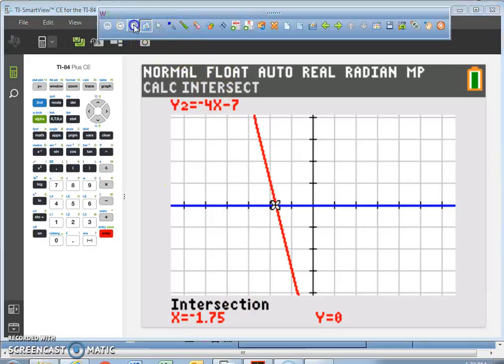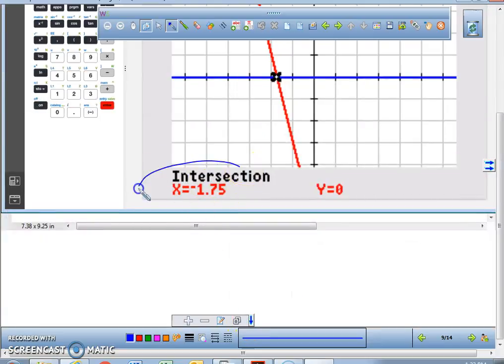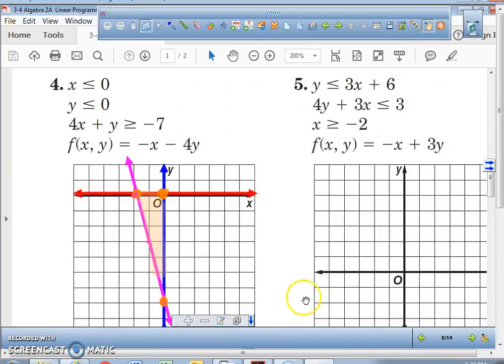Which is that, by the way, same thing. So if you see this right here in your calculator, like, well, you said it was negative 7 fourths. That is the decimal equivalent of negative 7 fourths. Okay? That's how you can find a point of what? Point of intersection. Okay? Now let's go back to our paper.